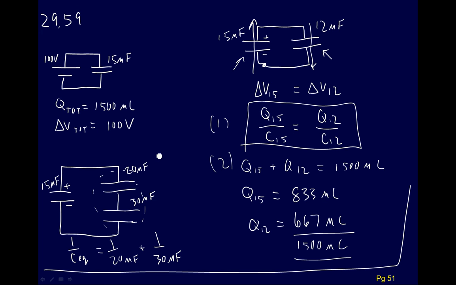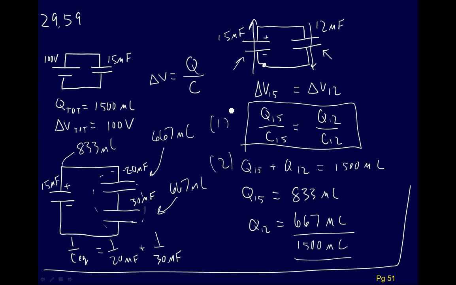And I think then the problem wants you to find the potential differences by unfolding these two guys here, but realize that both of these guys have to have that same charge of 667 microcoulombs, and then this one will have the 833 microcoulombs. And so since you know the charge and the capacitance, you can find the voltage as Q divided by C. All right, hope that helps.